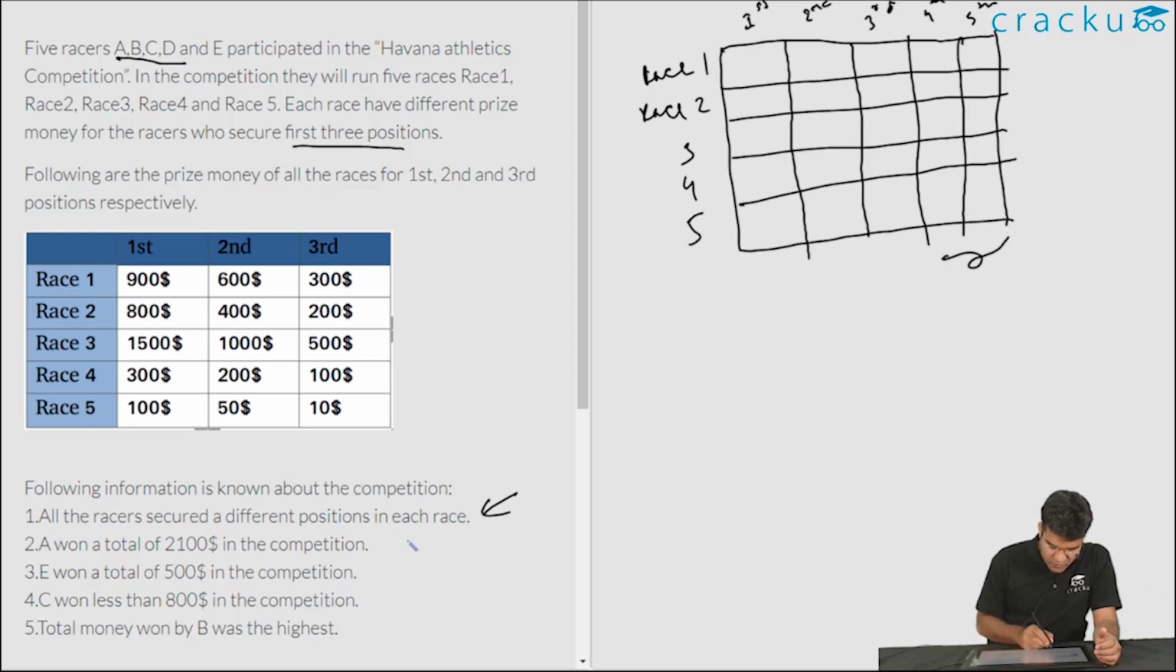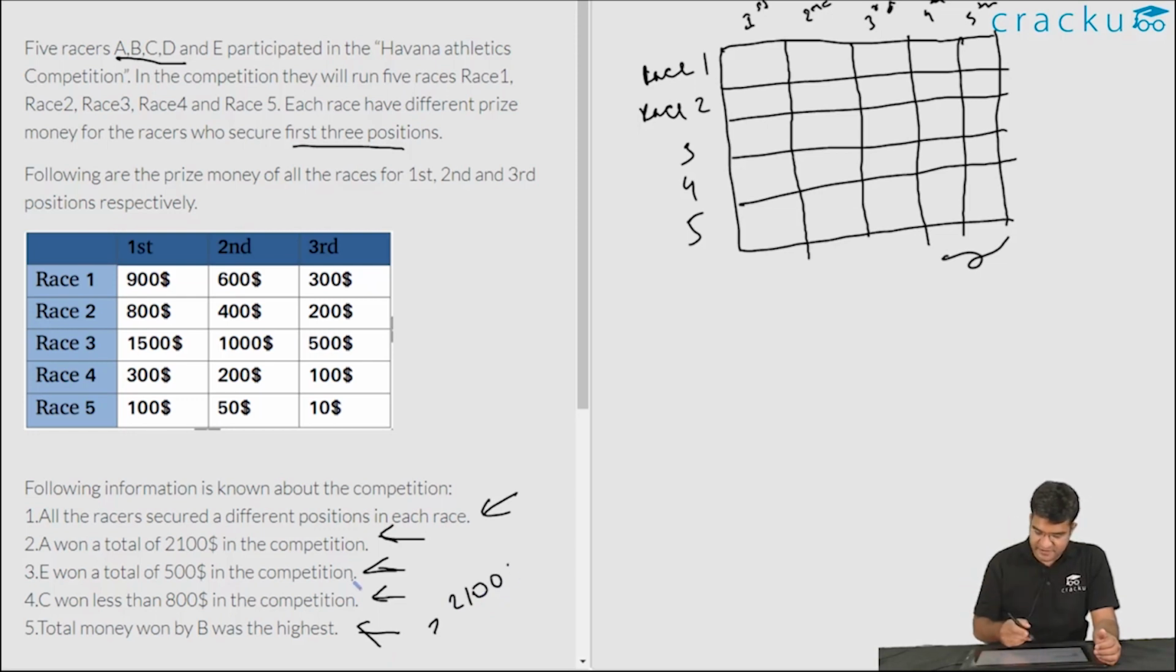Secondly, it has been given that the total money that has been won by A is 2100. So we can find out different combinations. For example, 900 plus 1000 plus 200, or 800 plus 1000 plus 300, or there are many combinations, 1500 plus 400 plus 200. This obviously won't work because both of them are in the same row, but you get the sense. Similarly, it has also been given that E has won a total of $500 and C has won a total of $800. It is also given that the most money was won by B. So he would have won greater than 2100, which is won by A.